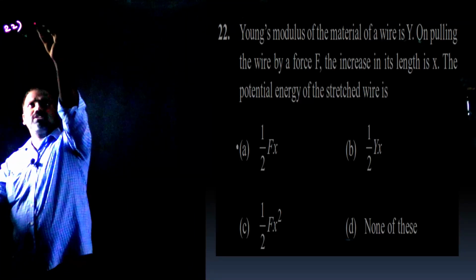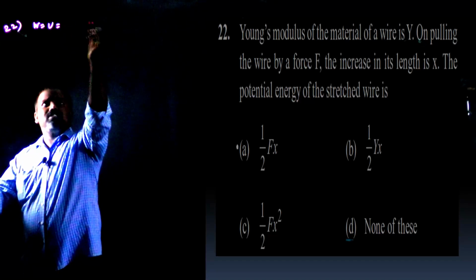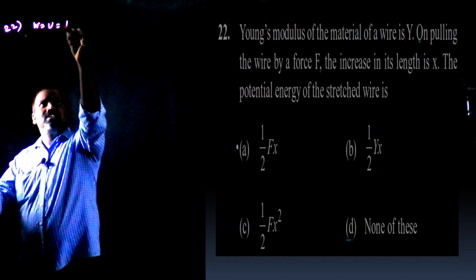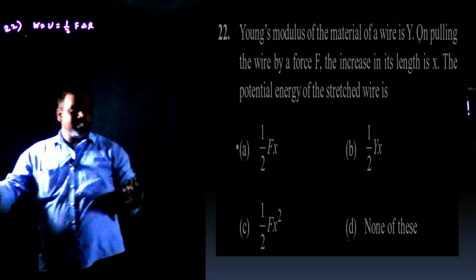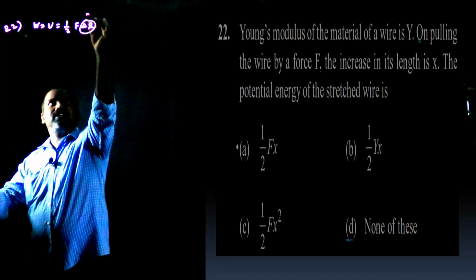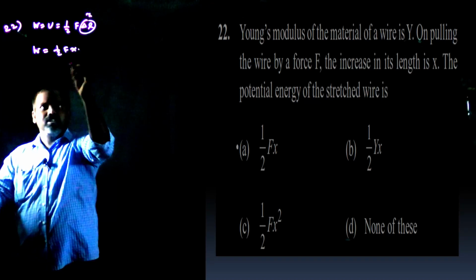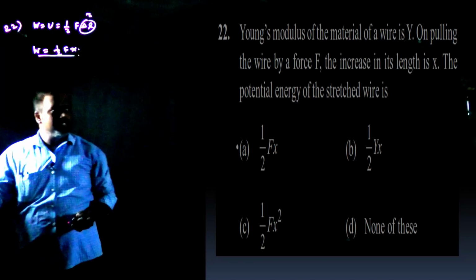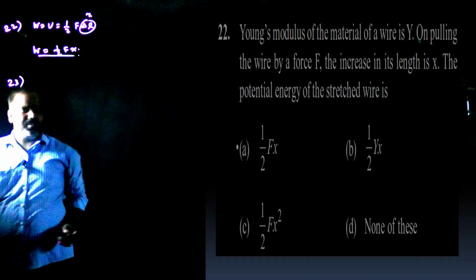Whatever the notation may be, what we study is W equal to U, that is equal to F average into delta L. Therefore, half into F into delta L. Here delta L is given as x, so we can write W is equal to half F into x. So this is the correct option for question number 22. Now let us go to question number 23.